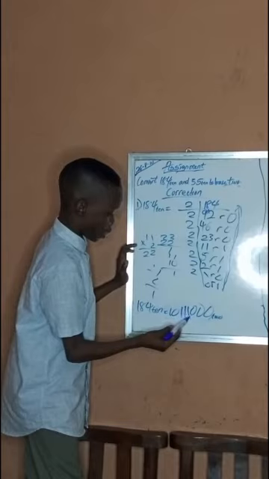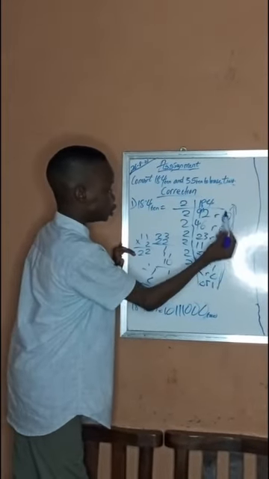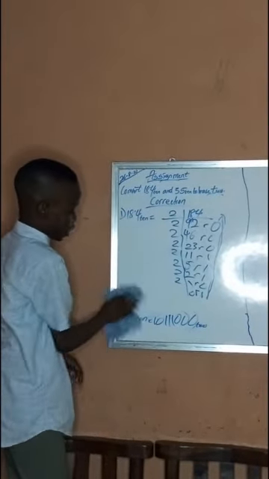1 0 1 1 1 0 0 0, three zeros. So we know that this 184 is correct.